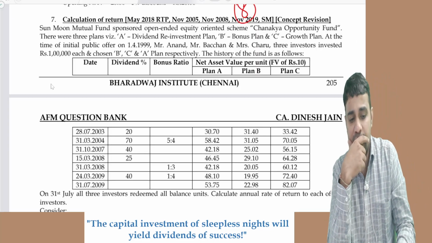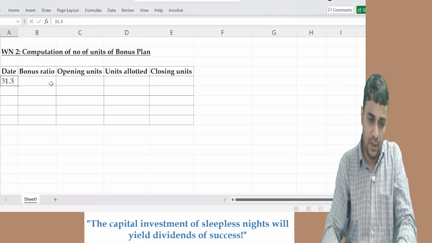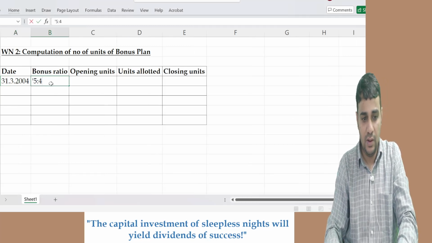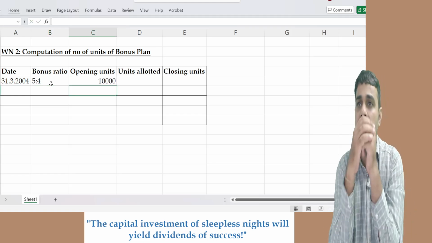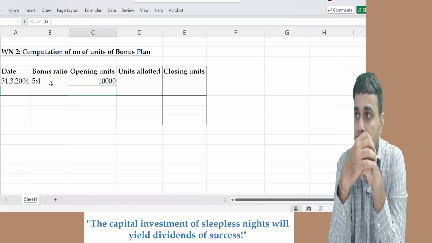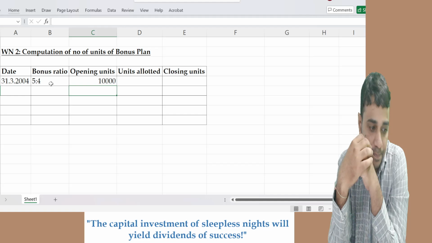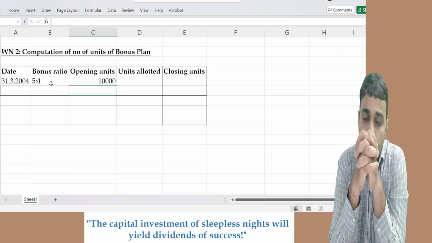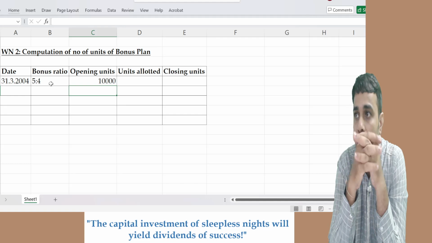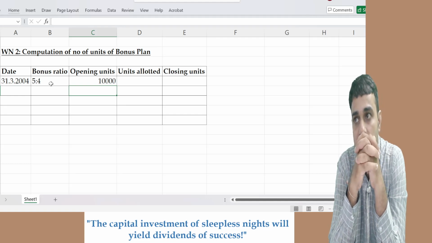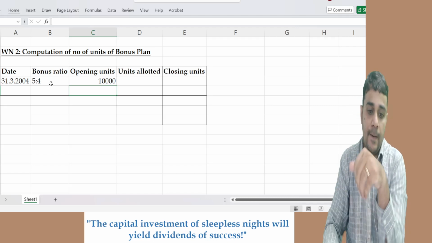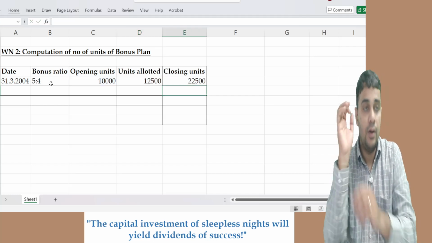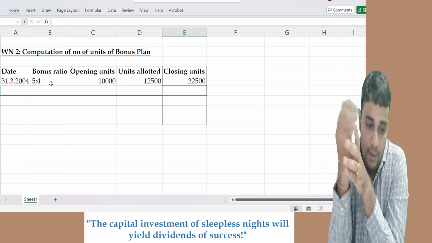When is the first date bonus is paid? 31 March 2004. What is the ratio? We start with 10,000. What is 10,000? It is 1 lakh divided by 10. I start with 10,000. I'll be allotted extra units now. 10,000 into 5 by 4 gives 22,500.